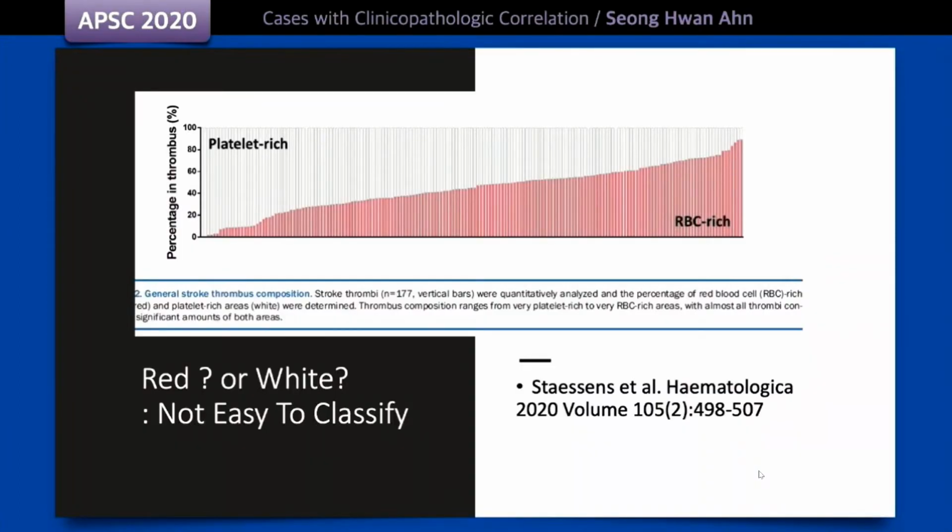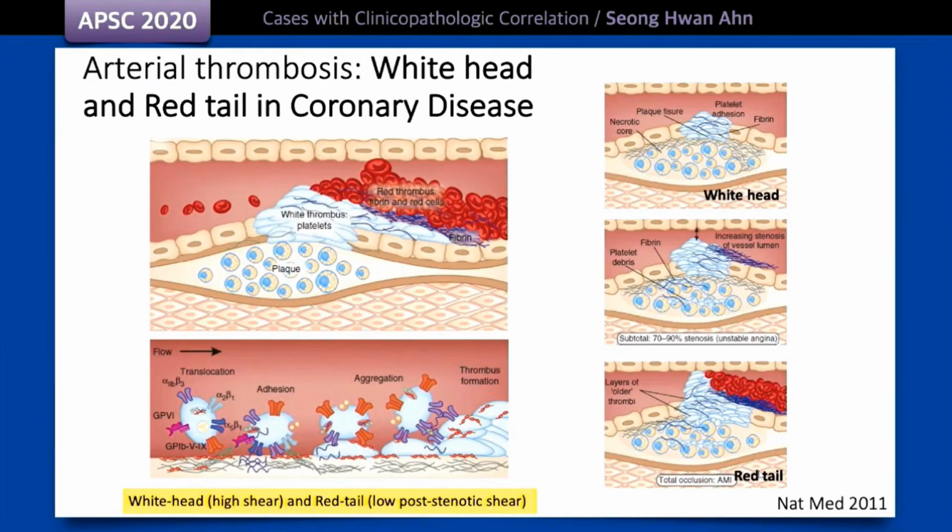This figure is a histogram of thrombus composition retrieved from 7 patients. The percentages of platelets and red blood cells are not even. We can see a wide range of thrombus components. The middle of this histogram cannot be easily classified into white or red thrombi. So I had to find an alternative method to discriminate the thrombi.